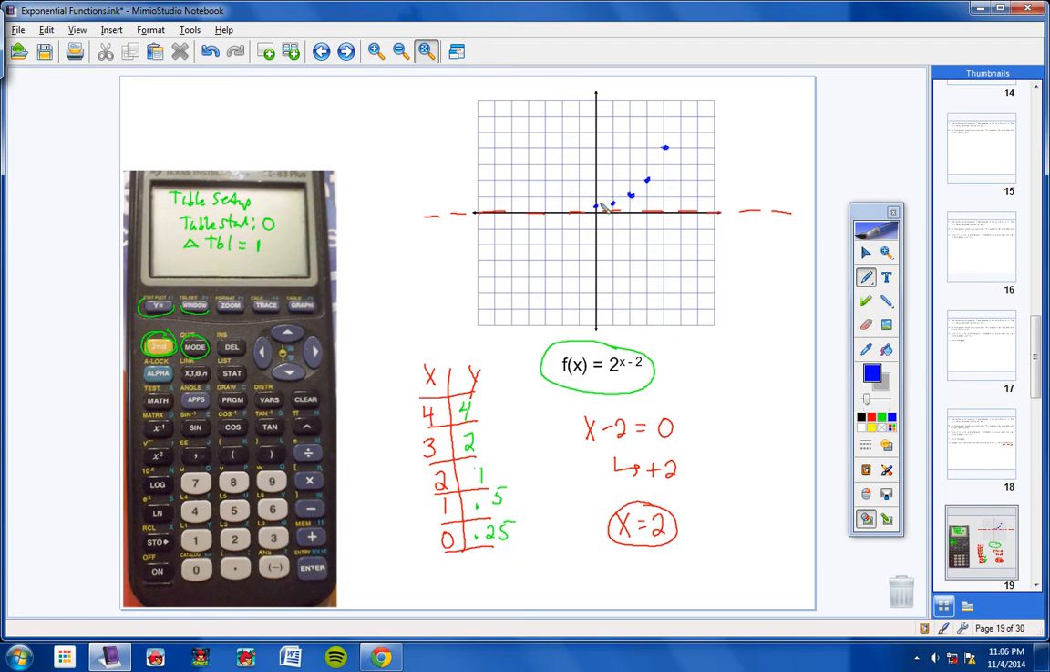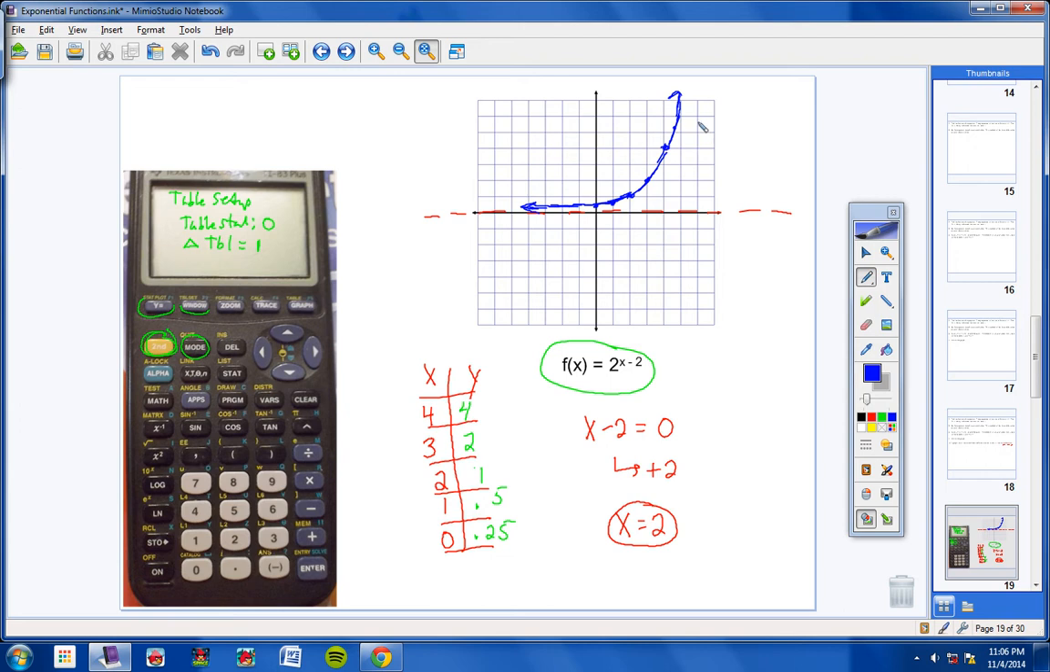So the graph's going to go like this. It's going to get closer and closer to the horizontal asymptote, but it will never touch it, okay? It's going to continue to go up like this. And you might say, Mr. Earhart, is there a vertical asymptote? And the answer is no, there's not.